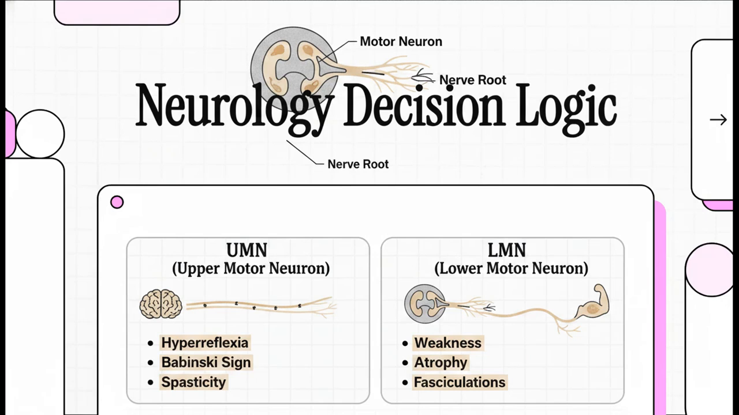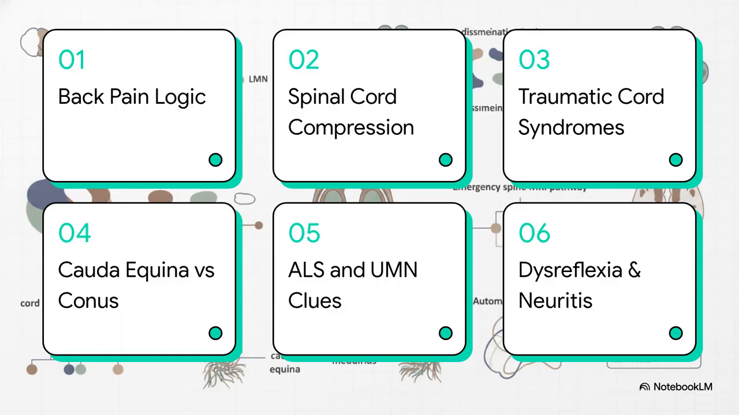Let's jump right into the diagnostic logic for Step 2 CK Neurology, focusing heavily on spinal cord and nerve root pathologies. Here is what we're covering. Back pain diagnostic logic, spinal cord compression, traumatic cord syndromes, cauda equina versus conus medullaris, ALS and upper motor neuron clues, and finally, dysreflexia and optic neuritis.